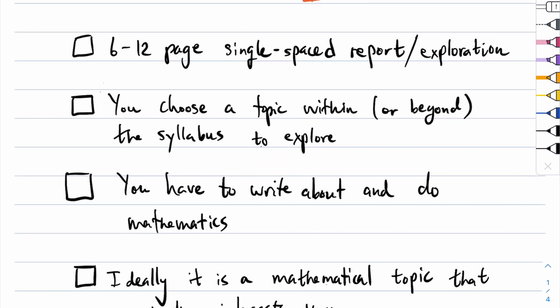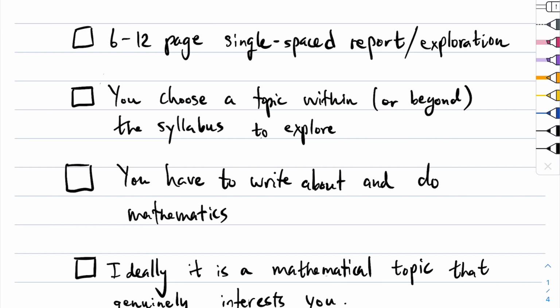So, all right, so what do you have to do? Well, you just have to write about a topic that you choose, and you also have to do the mathematics involved, okay? Again, we'll talk more about this next week, okay? But you, as the person writing the IA, have to be doing mathematics. You can't just be describing mathematics, you have to be actually doing mathematics.